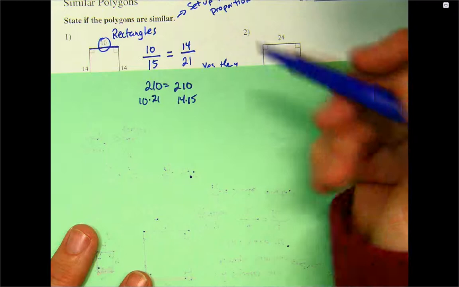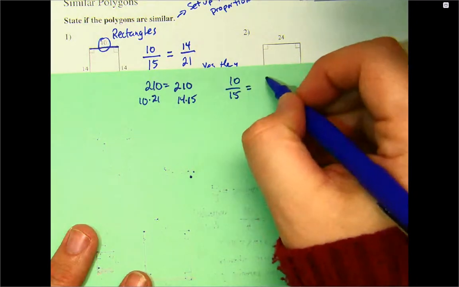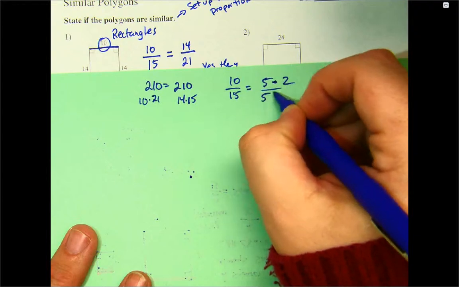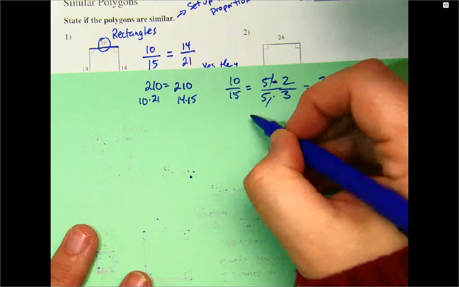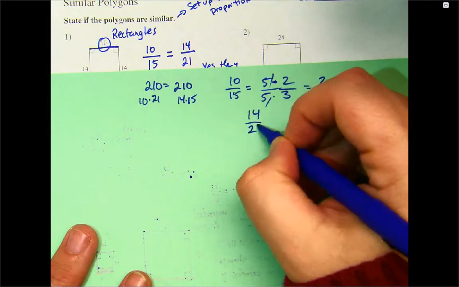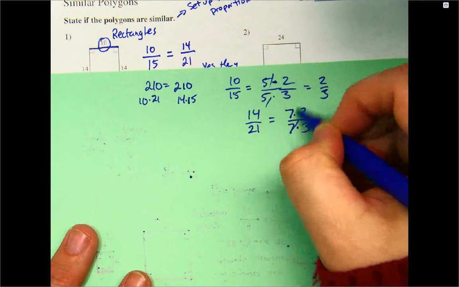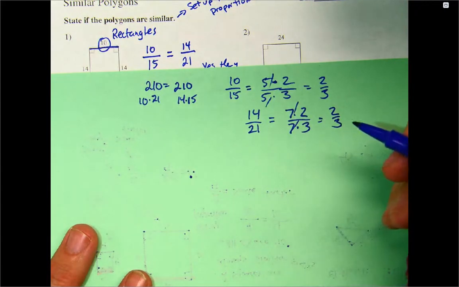Or you could take 10 over 15 and say this is equal to 5 times 2 over 5 times 3. The 5's divide out. This is 2/3. 14 over 21 is equal to 7 times 2 over 7 times 3. That's 2/3. Is 2/3 equal to 2/3?